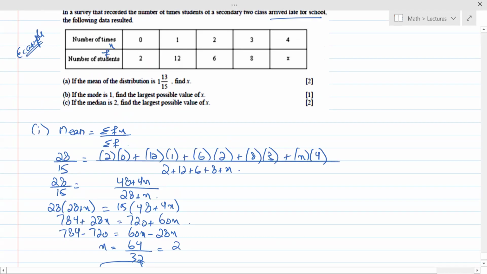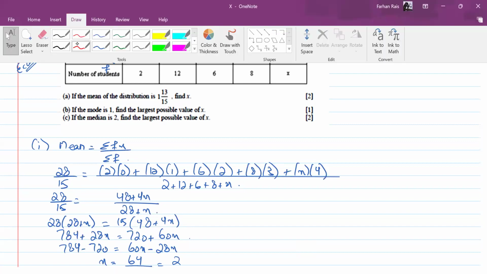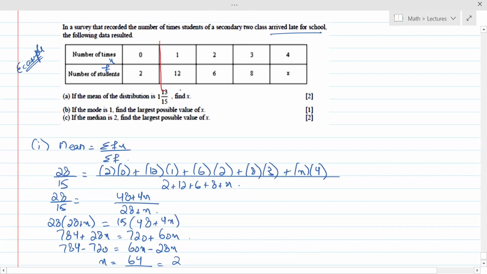Part B is a bit tricky and you have to be very much focused about these types of questions. Part B says that the mode is 1, find the largest possible value of x. Mode is 1. Mode is 1 means this for us. Here, 1 is the mode. And mode technically represents that class which is having the highest frequency. So that means 12 is the highest frequency for us.